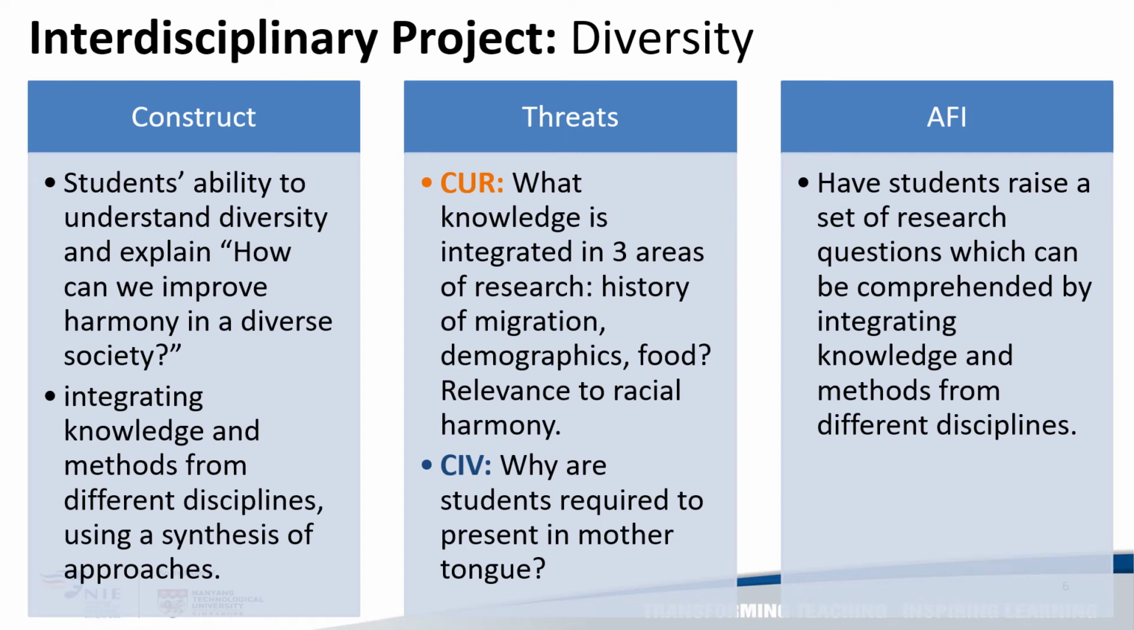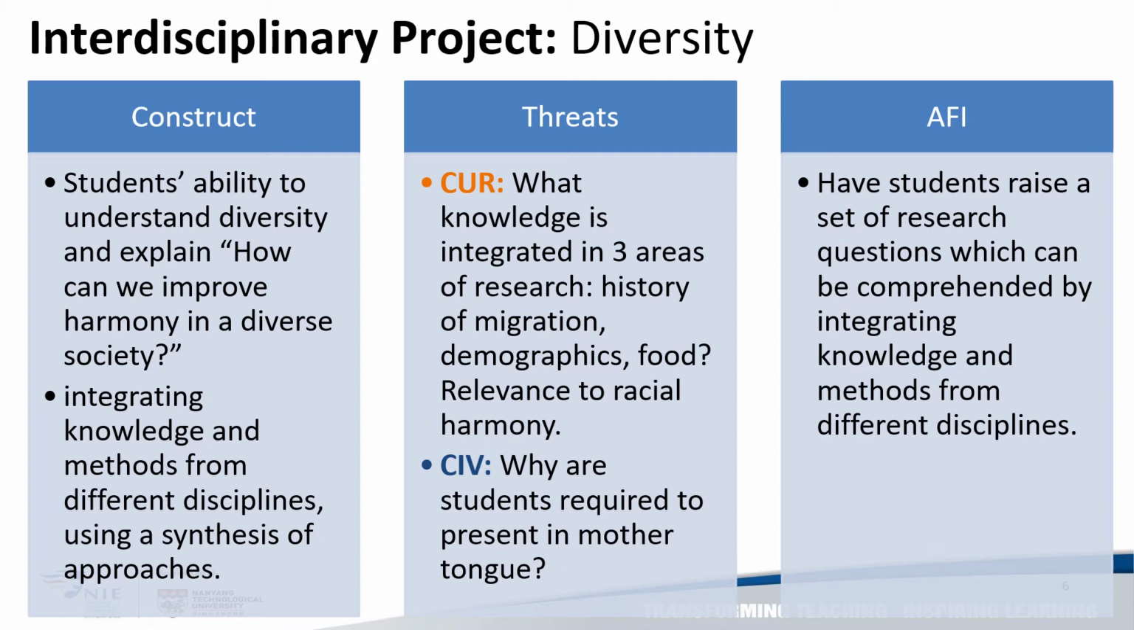In this interdisciplinary project, the construct that is being assessed is students' ability to understand the notion of diversity and explain how we can improve harmony in a diverse society. And the term interdisciplinary essentially demands that students integrate knowledge and methods from different disciplines using a synthesis of approaches. So it is unclear exactly what knowledge is being integrated when we get students to do three discrete areas of research in history, demographics, and food. And it is unclear how this is relevant to improving racial harmony.